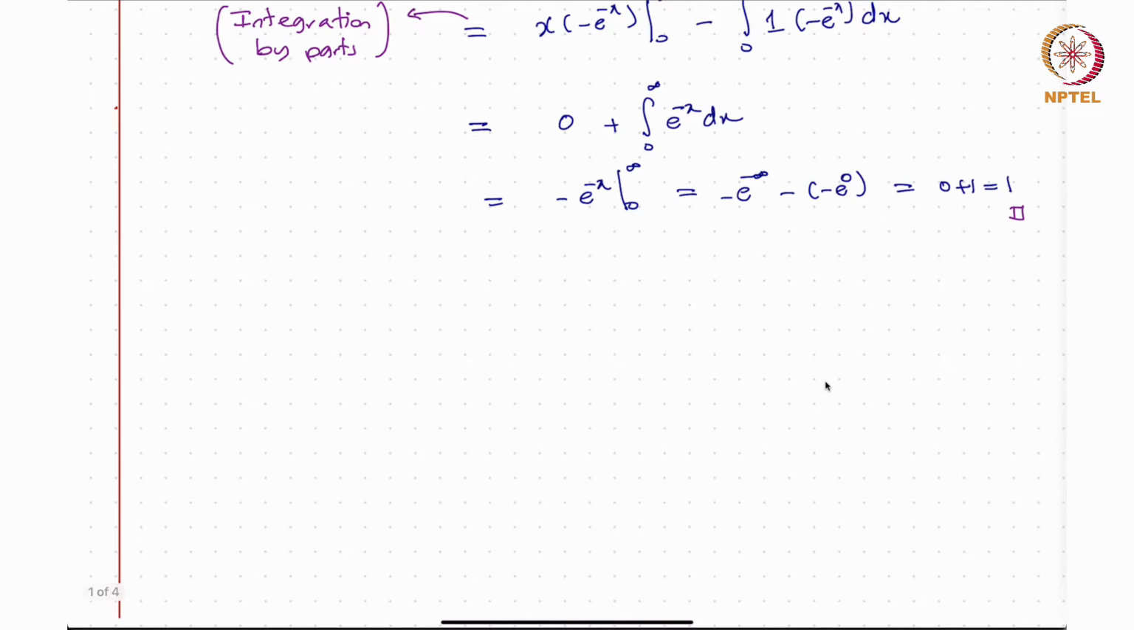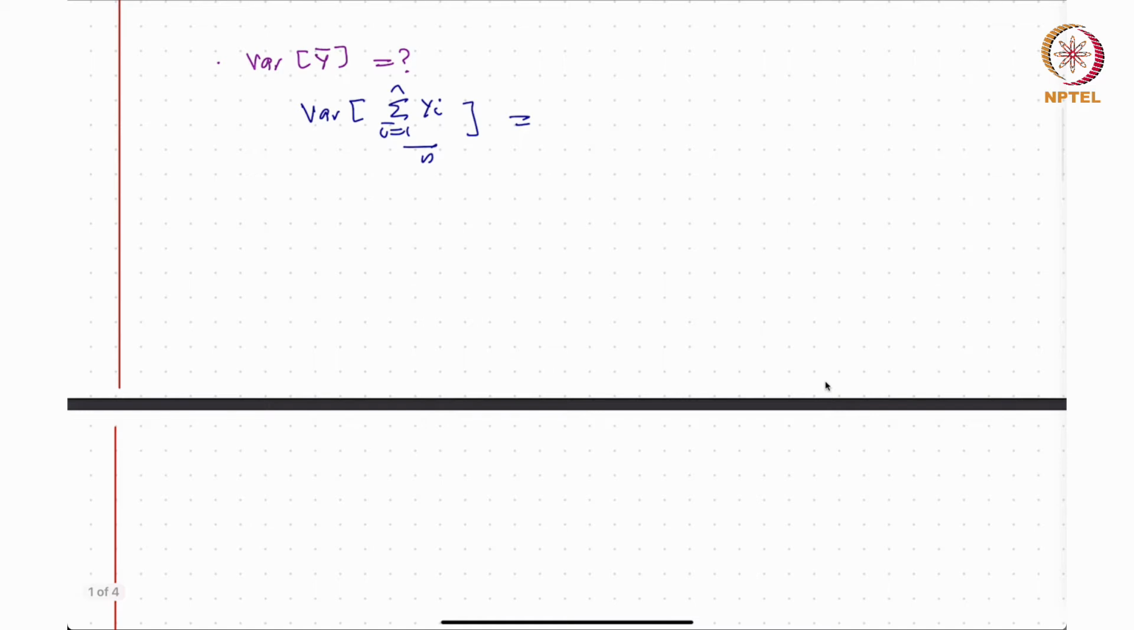Very good. Now, if I ask you, what is the variance of y bar? How do I do that? I do it the same way. The variance of y bar is the variance of the summation i equal to 1 to n of yi by n. That's what y bar is. And I know variance scales quadratically, so the first thing will be 1 over n squared times the variance of the sum from i equal to 1 to n of yi's.